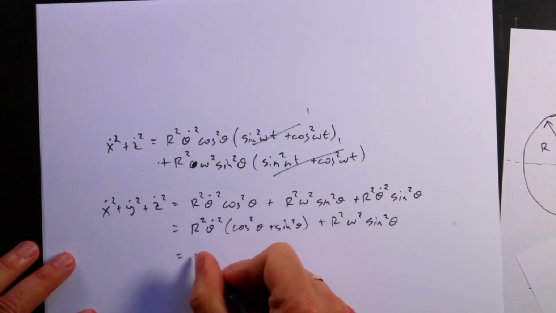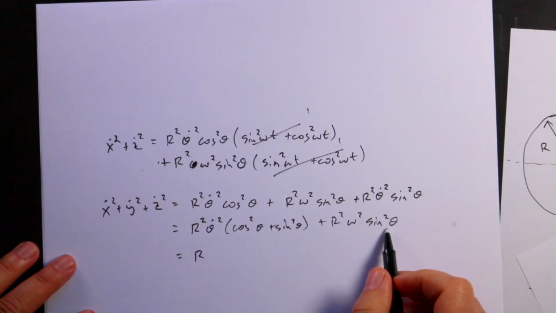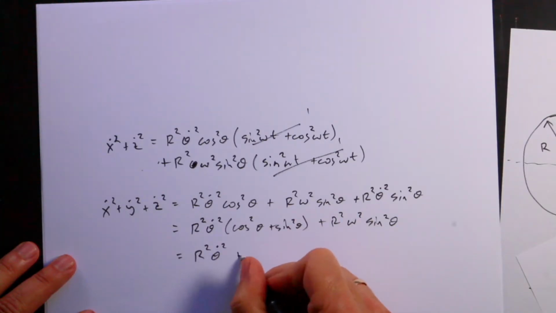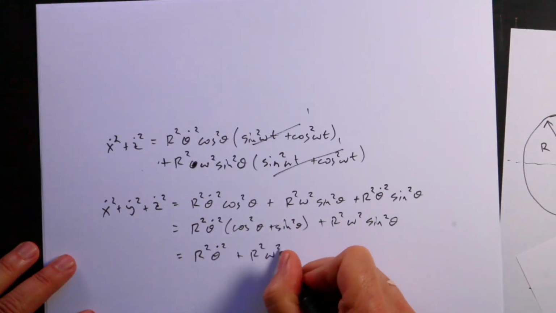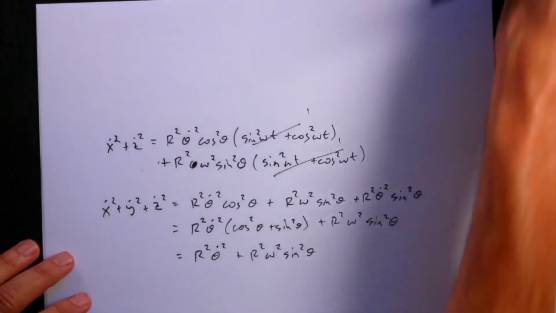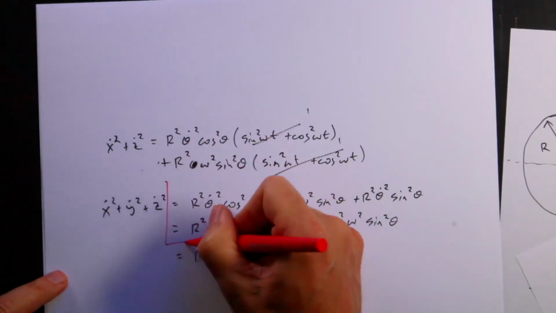So I get, I feel like this should be omega t. I get r squared theta dot squared plus r squared omega squared sine squared theta. Okay, I think that's right. Okay, that's my x, and then we can just double check, right? And that needs a box. Let's put a box like this.